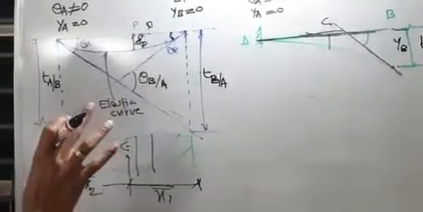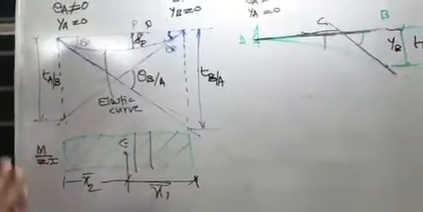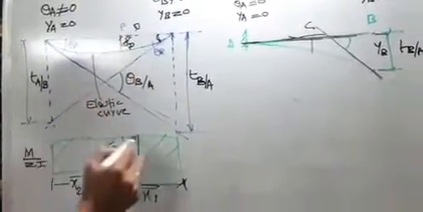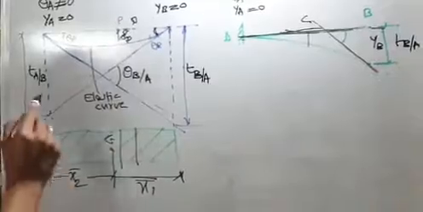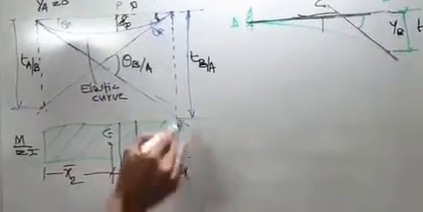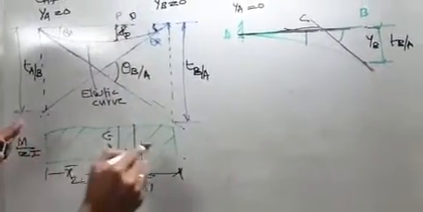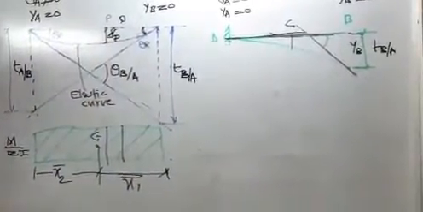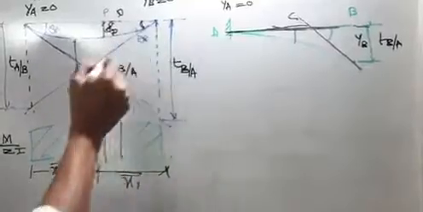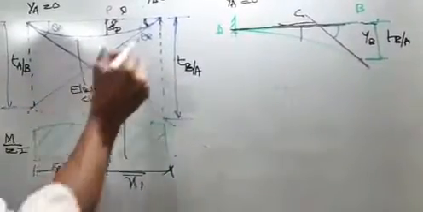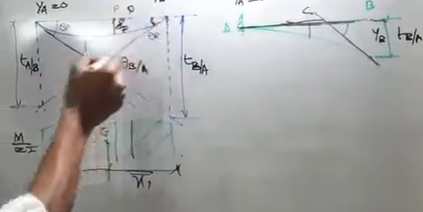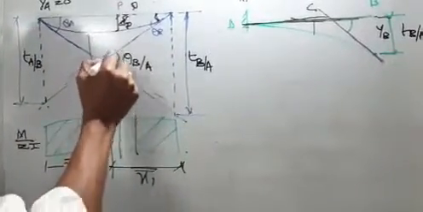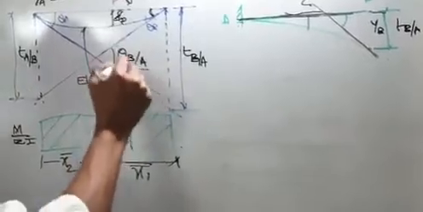The area of the M by EI diagram between any two points gives us the change in slope between those two points. Assume that this is the M by EI diagram. The area between points A and B gives you the change in slope between A and B. That is nothing but the angle between the tangents drawn at those two points. This is the tangent drawn at B, this is the tangent drawn at A. The angle between these two tangents is what we call theta BA.